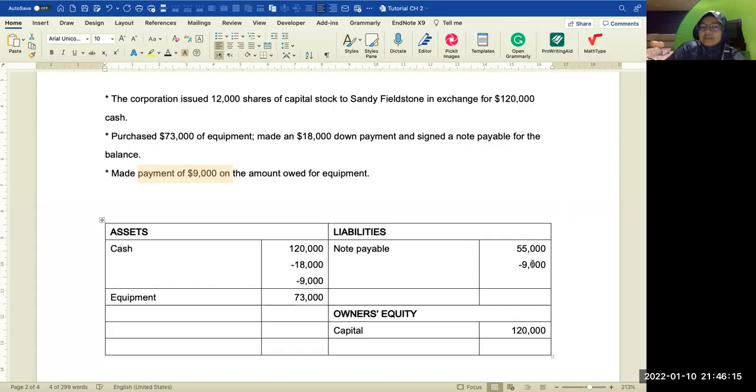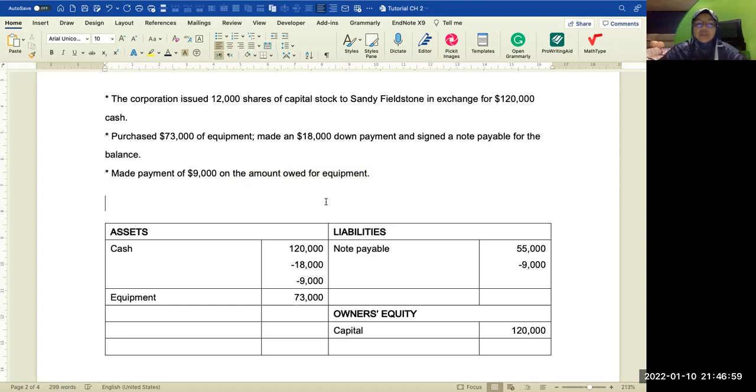I thought you increase equipment. No, you minus cash, because you make payment for the equipment. The wording is the amount owed for equipment. Remember above, you buy equipment and you create a note payable of 55,000. The next one says you made payment for the amount owed. But if they make payment of 9,000 for a new equipment, then you have a new equipment and you add on equipment. Is that clear? Okay, very good.